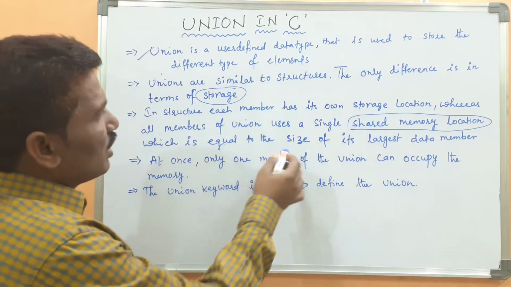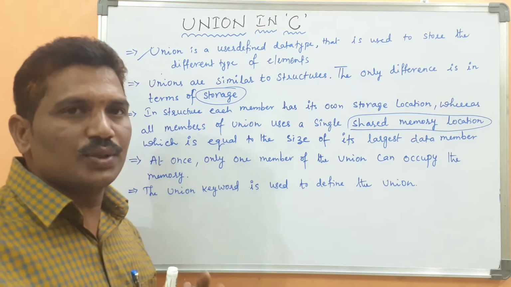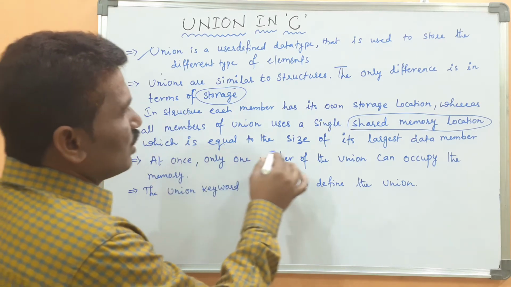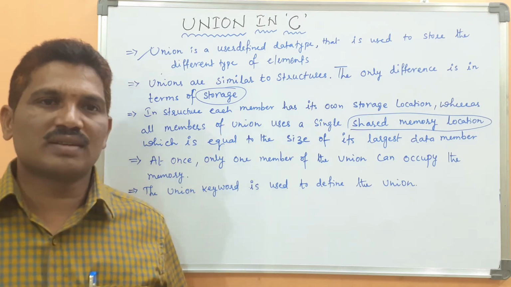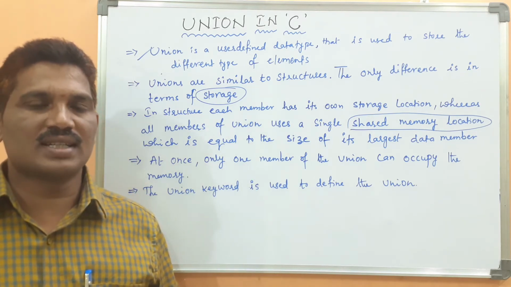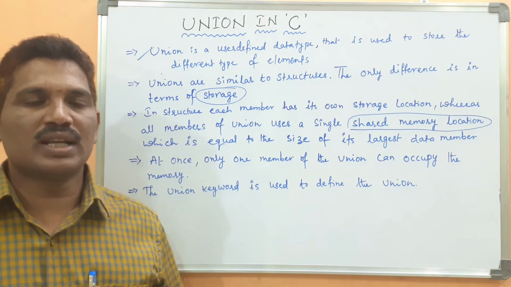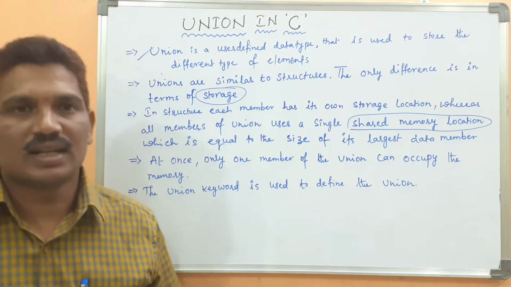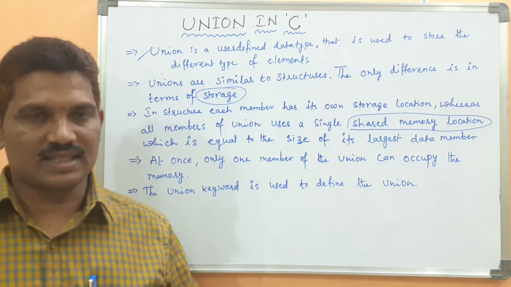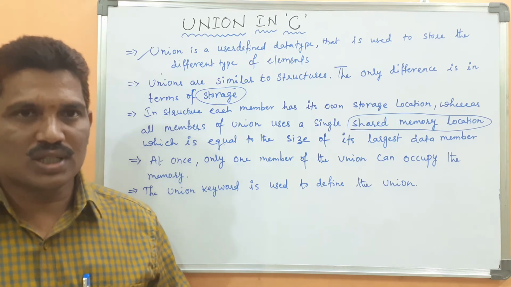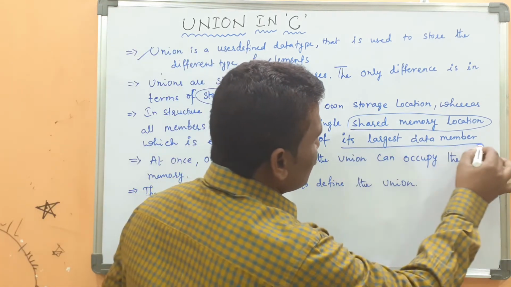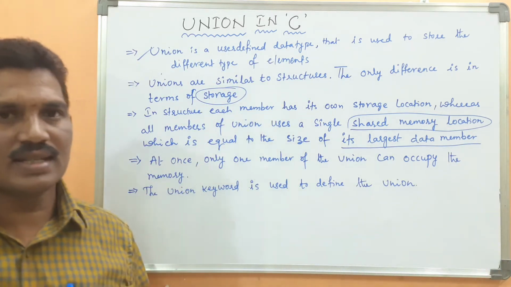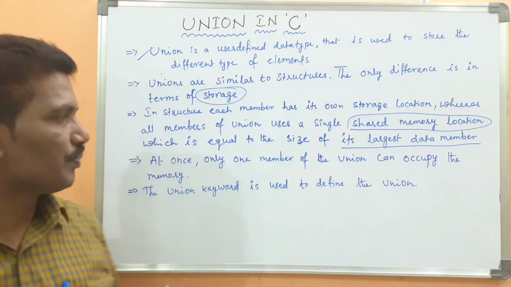Then, how will the memory be allocated to the union? It is equal to the size of its largest data member, because the memory is allocated according to the size of the largest data member. How it is possible, I will explain. The size of the union is the size of its largest data member.